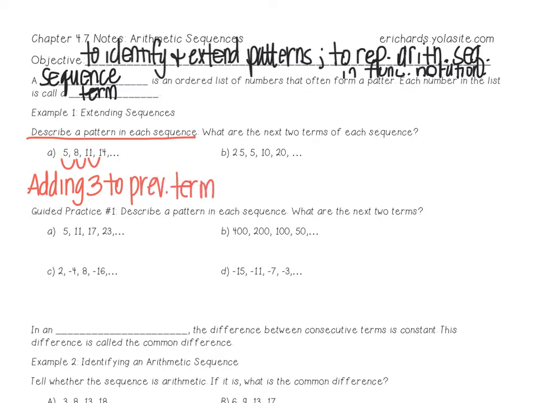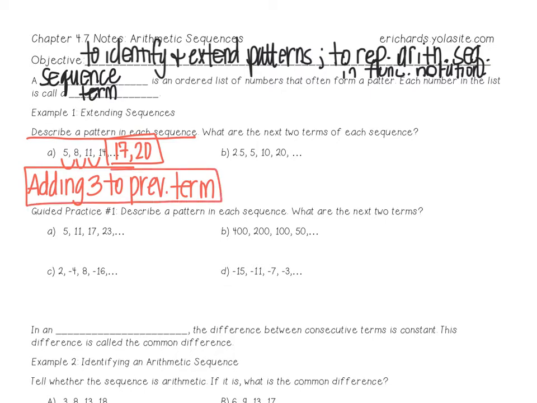So you're going to add 3 to 5 and get 8. You're going to add 3 to 8 and get 11. You're going to add 3 to 11 and get 14. And for the next two terms, we're going to add 3 to 14 and get 17, and then we're going to get 20. So there's one answer. There's my description.